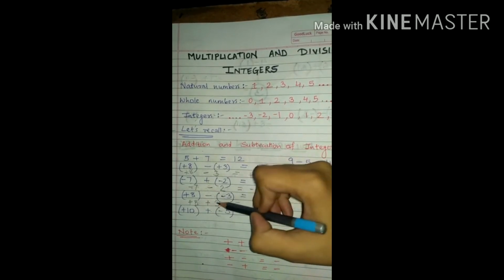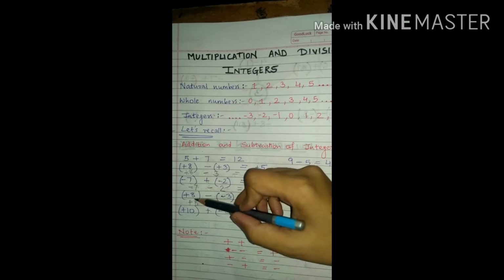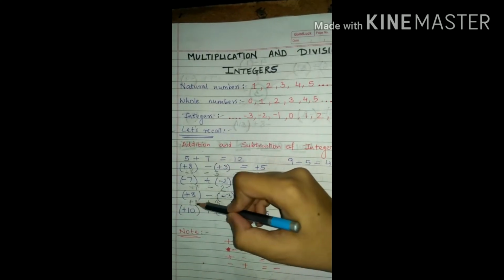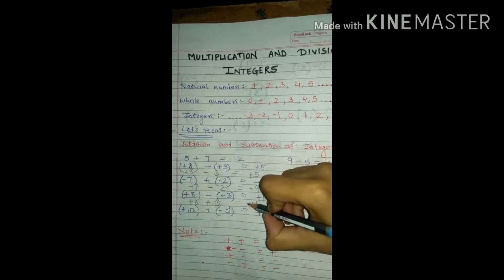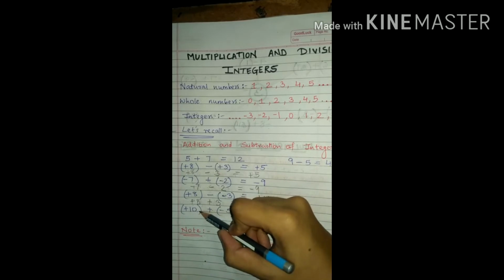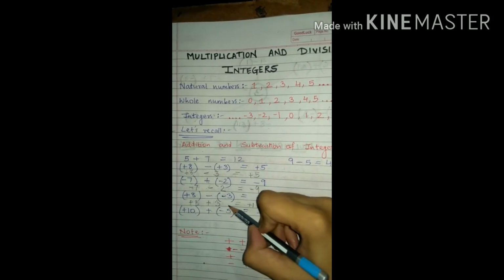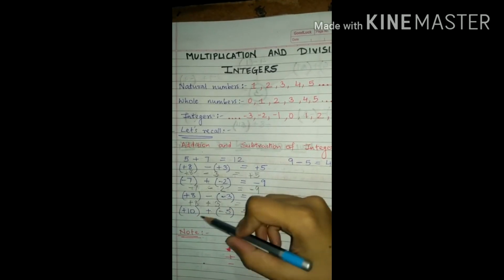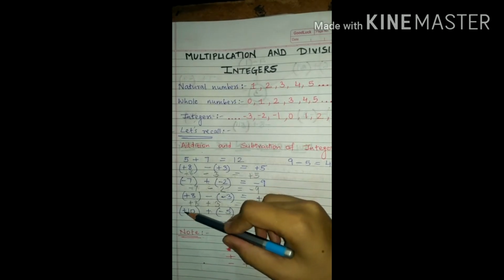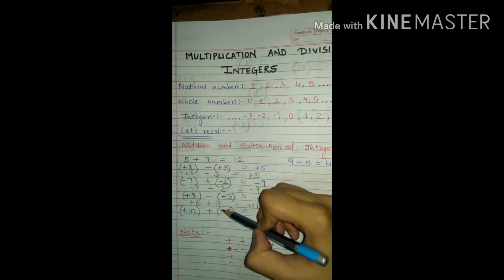Because among both these numbers, the 8 is the bigger number and 8 has what? Plus sign in front of it. So plus. Got it? Now see, plus 10 plus minus 5. Now what we have to do? Addition or subtraction? That depends on what? Multiplication of these three signs.